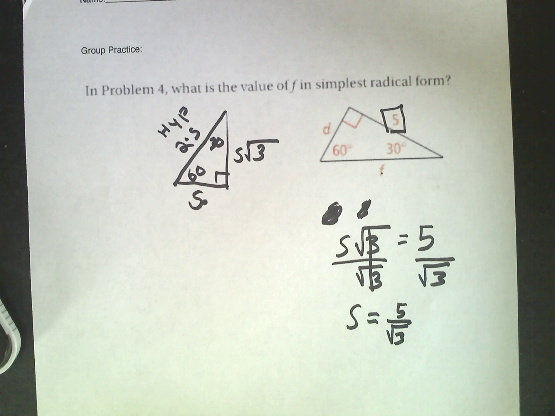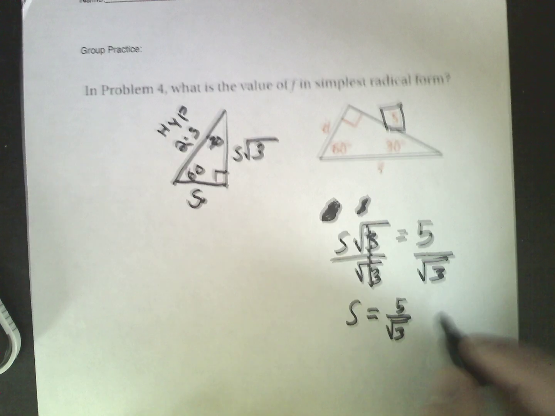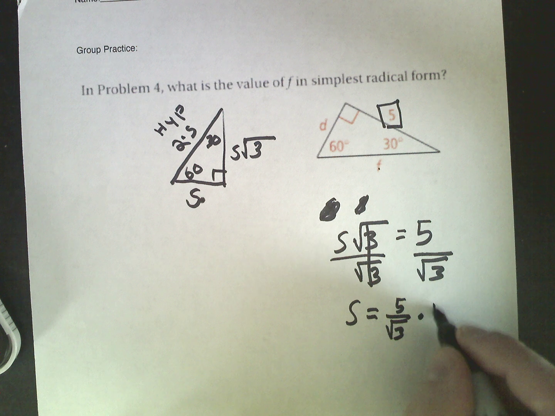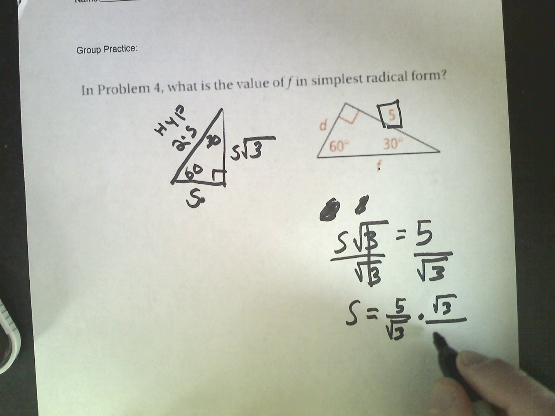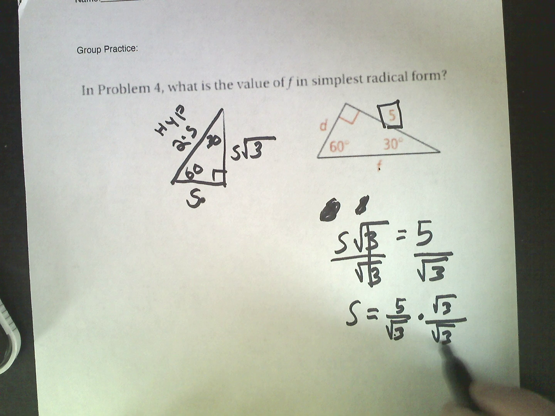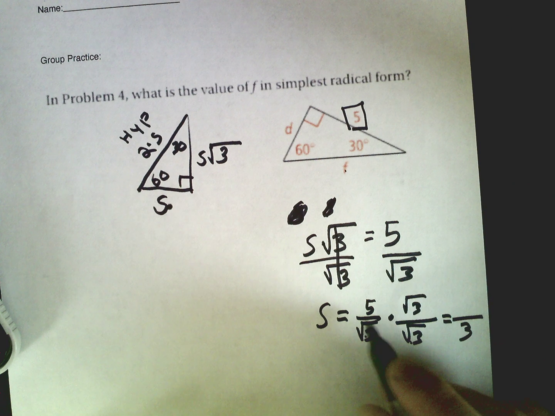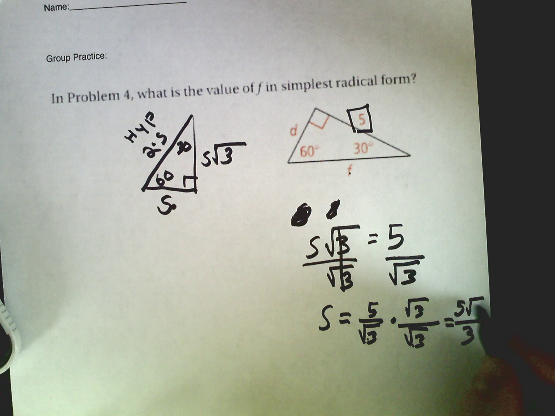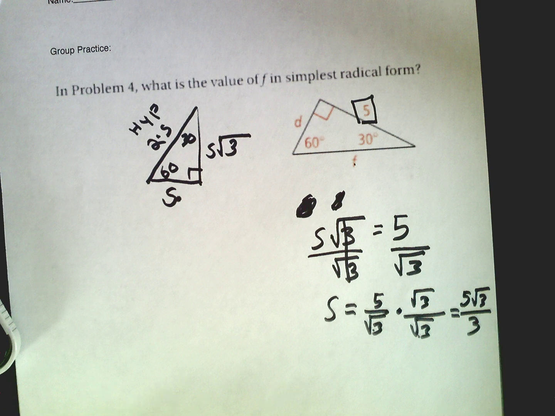But we can't leave a square root on the bottom, a radical on the bottom, so I multiply both sides by square root of 3. Square root of 3 times square root of 3 is just 3. And on top, 5 times square root of 3. That is not bad. That is pretty easy. I'll take that every time.